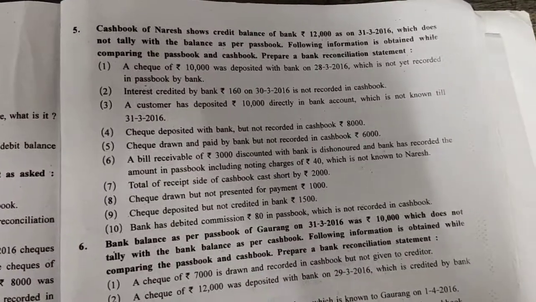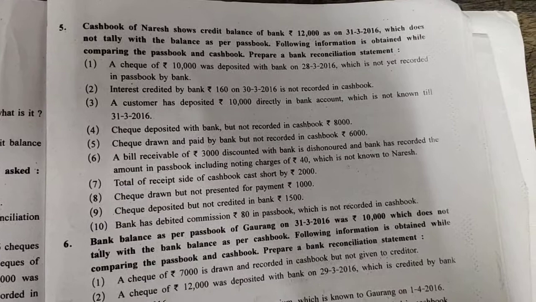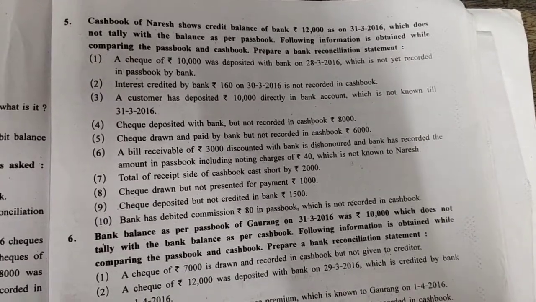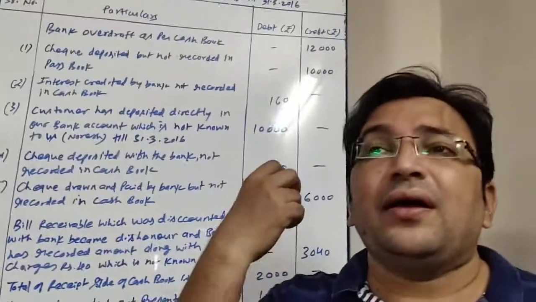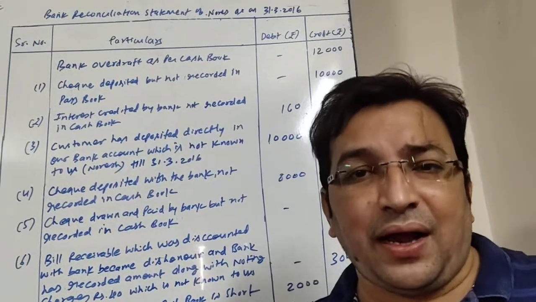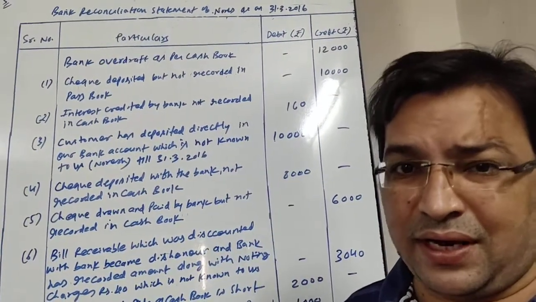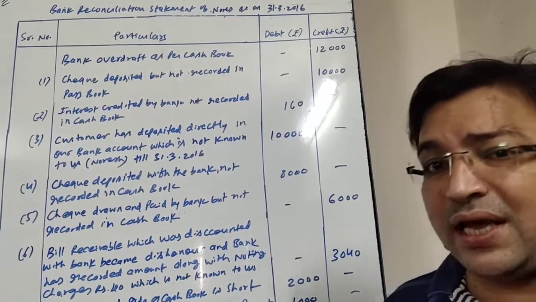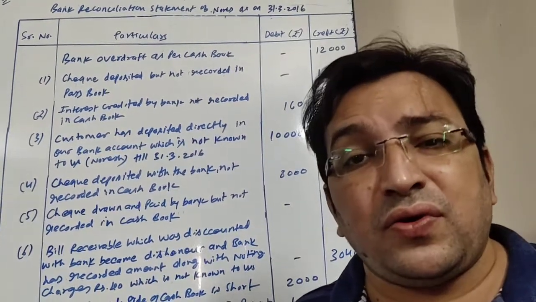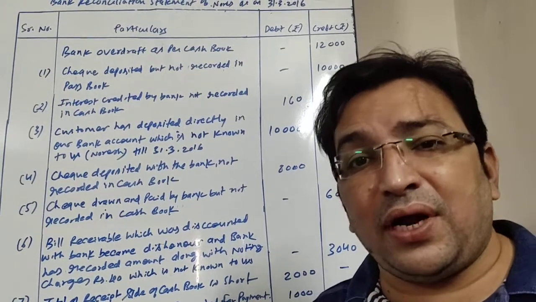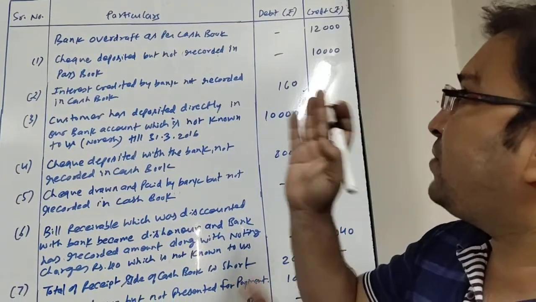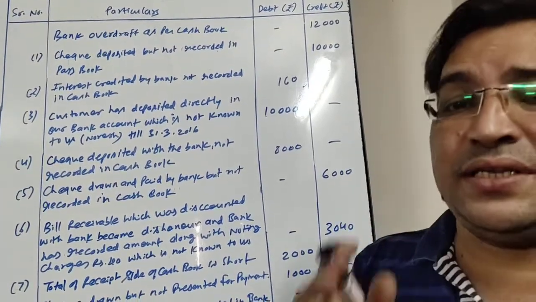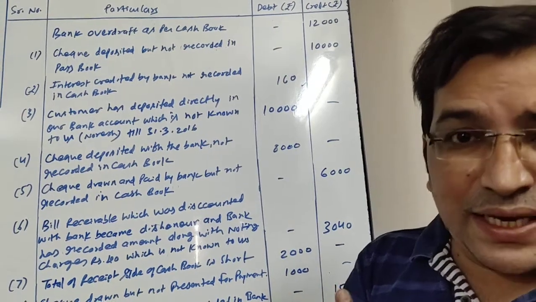Okay, next one. The third one says a customer has deposited rupees 10,000 directly in bank account which is not known till 31/3/2016. Friends, the customer has directly deposited in our bank account. That means our bank balance has increased in passbook, but the same is not recorded in cash book because it is unknown to us. When we come to know about this, we will record it. So this thing was not known to us till 31/3/2016, the date on which we are preparing the bank reconciliation statement.